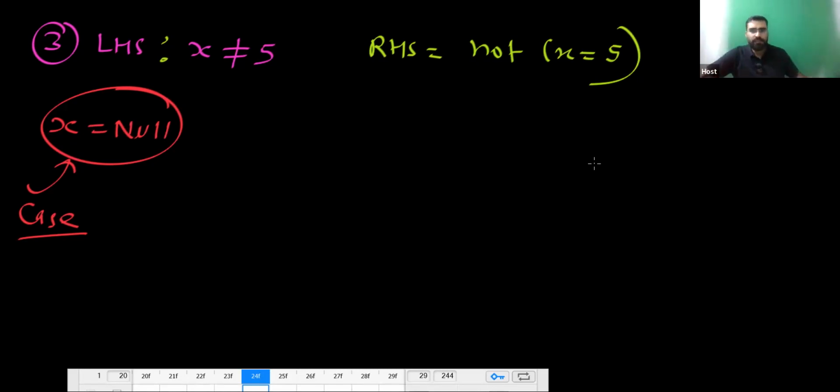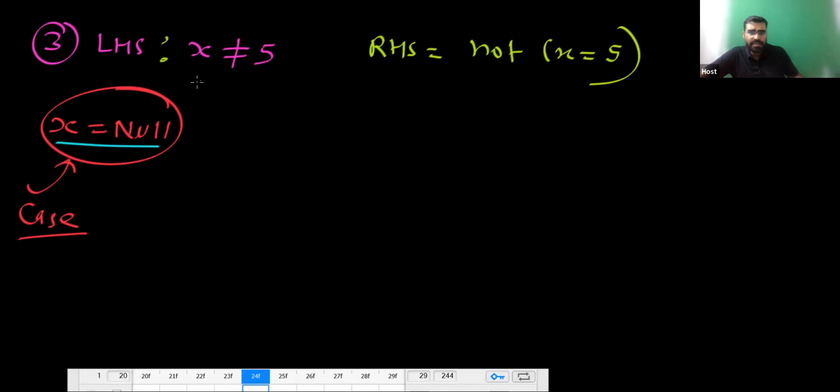You can verbally check that if x is 5, this will be true, not of true will be false. So if x is 5, this will be false, this will be false. If x is 6, this will be true. So you can notice this case matters.